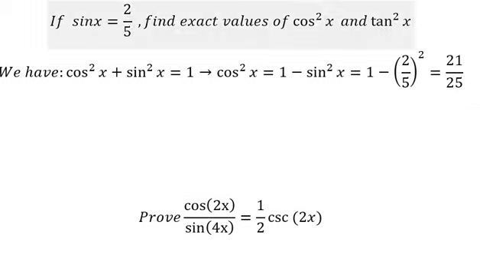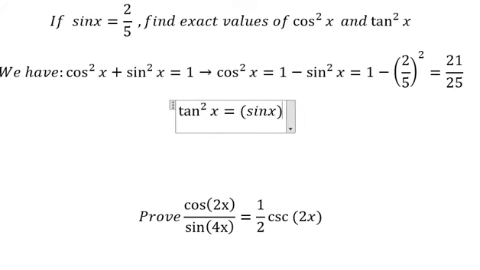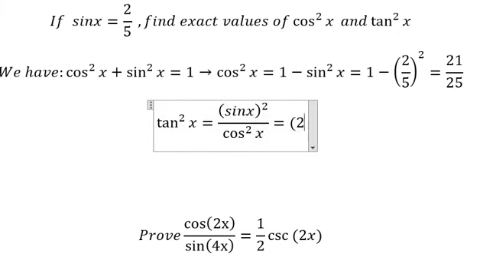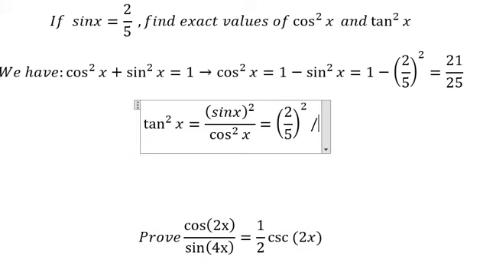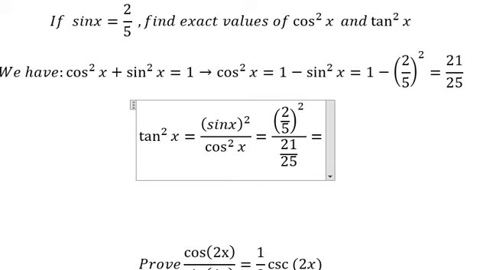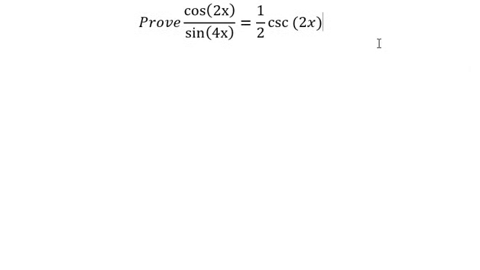The next one is about tan squared s. That is sine s, everything to the power of 2, over cosine squared s. So sine s we have 2 over 5, and cosine squared s we have 21 over 25. So we calculate this one, and we have 4 over 21. Now let's go to the second one.